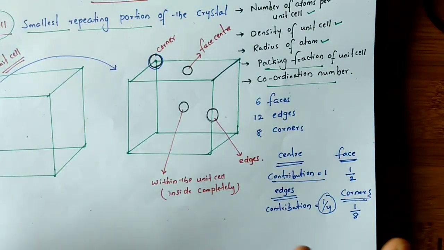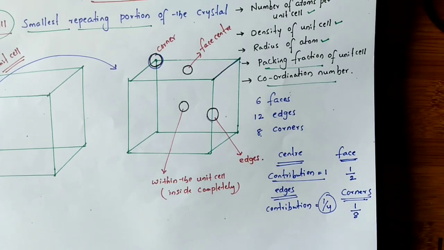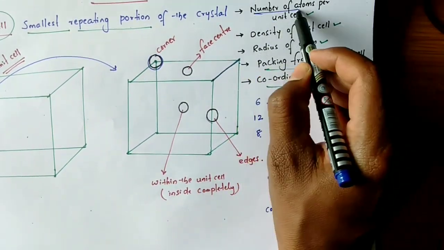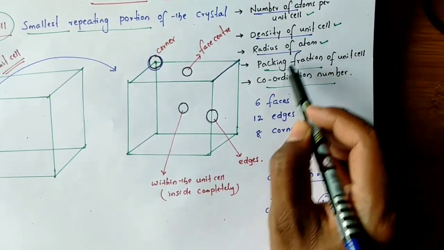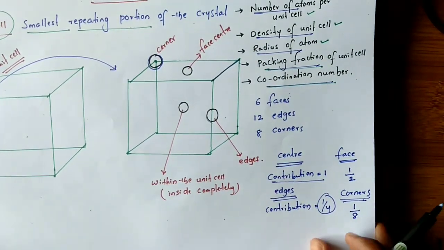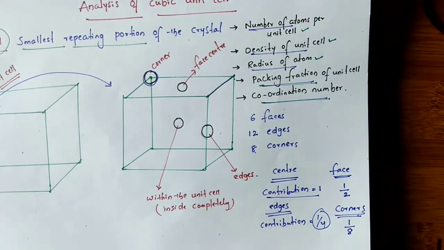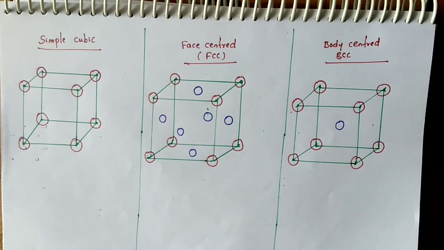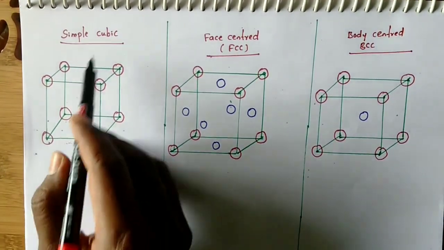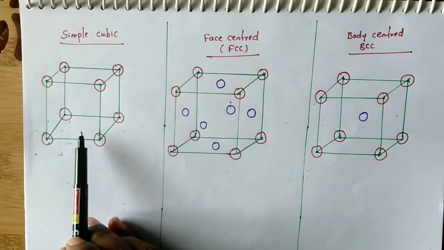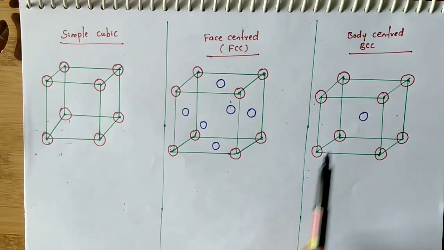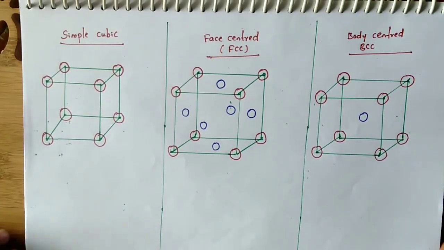Okay, so if it is clear, let's have a comparative study of simple cubic, face centered and body centered. Everything we have to learn: number of atoms per unit cell, density, radius, packing fraction and coordination number. Okay, let's move on to them. Here we have 3 systems: simple cubic, face centered cubic, and body centered cubic.